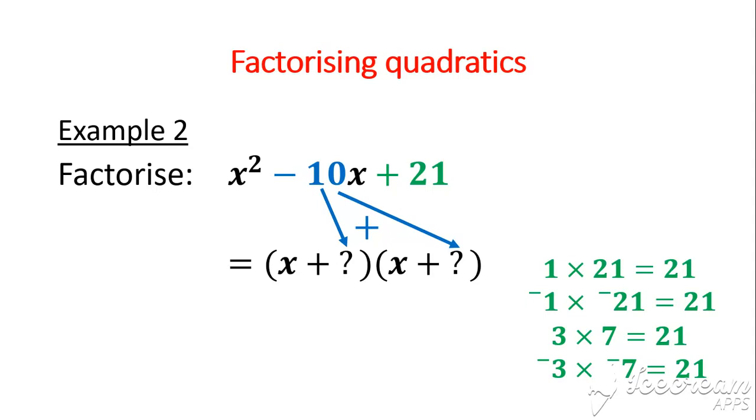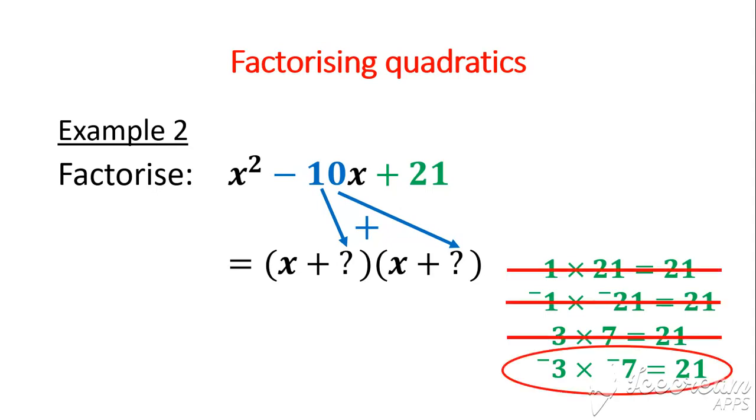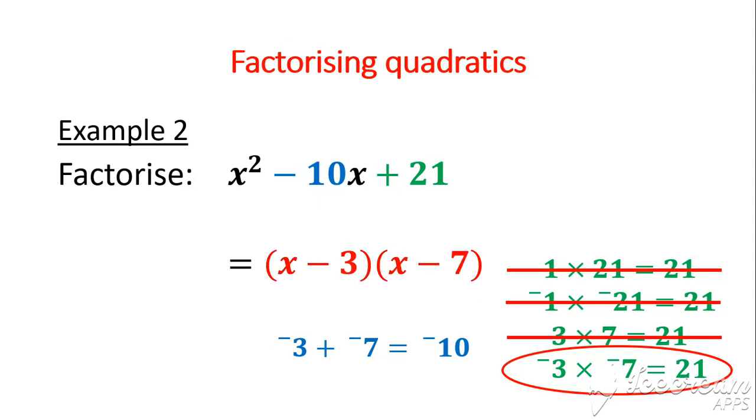Well, the pair I want is this pair right at the bottom, negative 3 and negative 7. They multiply to give positive 21, and negative 3 plus negative 7 adds up to negative 10. So they're both negative, negative 3, negative 7. So when I pop them in the brackets, I'm going to go x minus 3 and x minus 7.